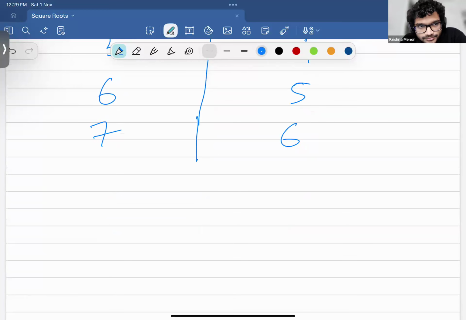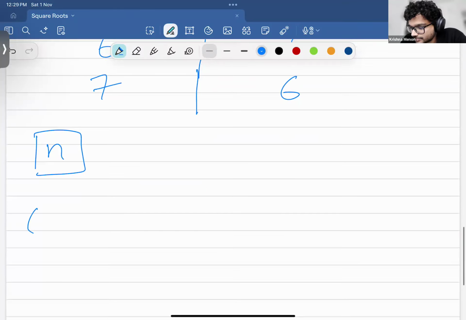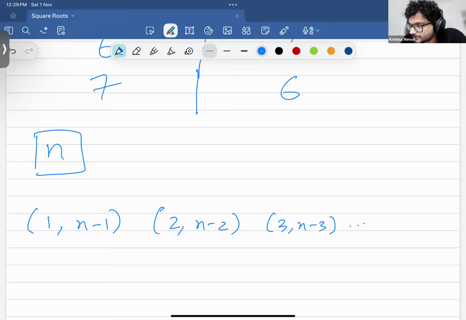If you want to say n, we can say that 1 plus n minus 1 equals n, 2 plus n minus 2 equals n, and so on and so forth. Then n minus 1 plus 1 is n. But if we take n, then n minus n is 0, so there are only n minus 1 solutions. Okay, thank you. Perfect.